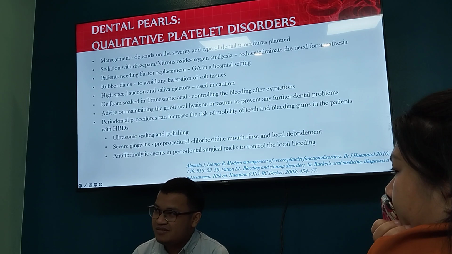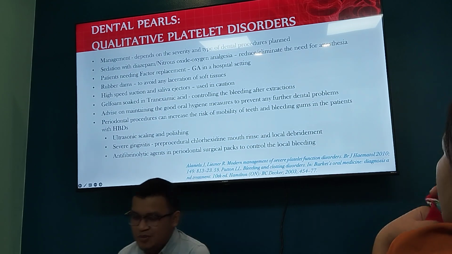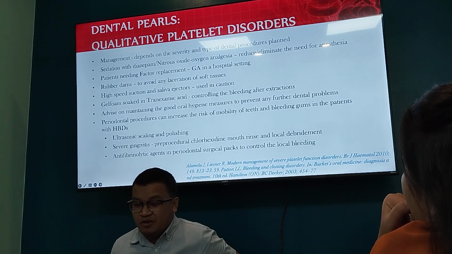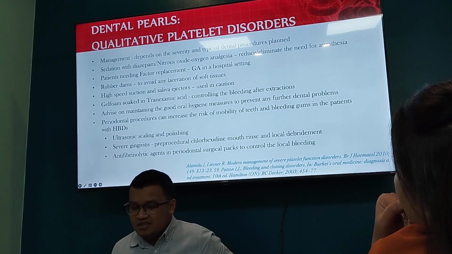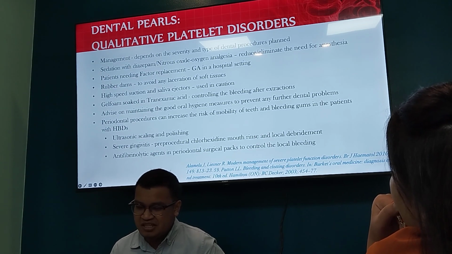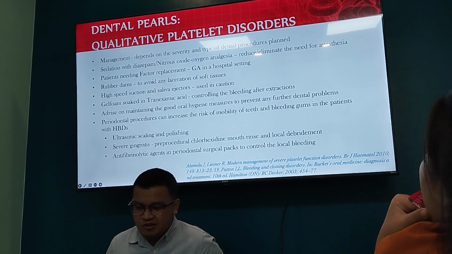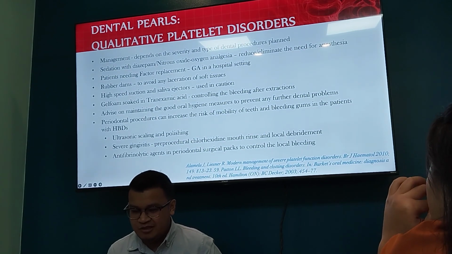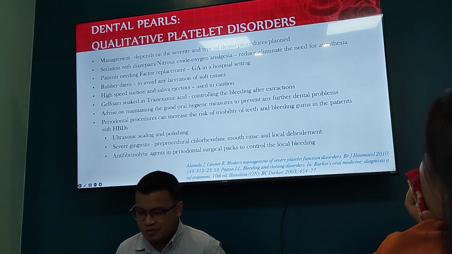The inducing agent is propofol. Propofol, yes. Okay. So it can be employed to reduce or eliminate the need for anesthesia. Patients undergoing... it's the call of the anesthesiologist, maybe. Patients undergoing invasive procedures requiring factor replacement may be treated under general anesthesia in the hospital OR.